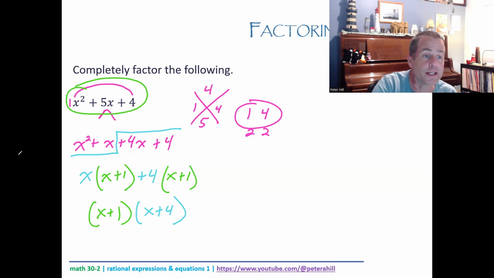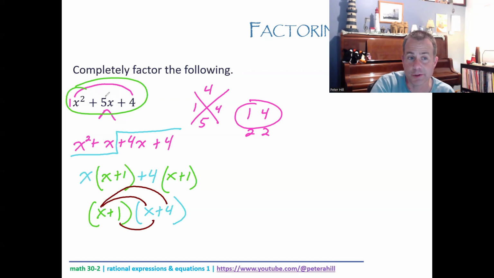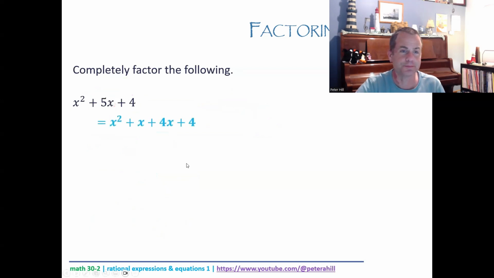Okay. If I wanted to check my work, I can totally do that. X times x is x squared. X times 4 is 4x. 1 times x is x. I'd add those two things together and get that 5x. And then 1 times 4 is 4. Okay, so everything jives, everything's cool. We are going to love the rational unit of 30-2.